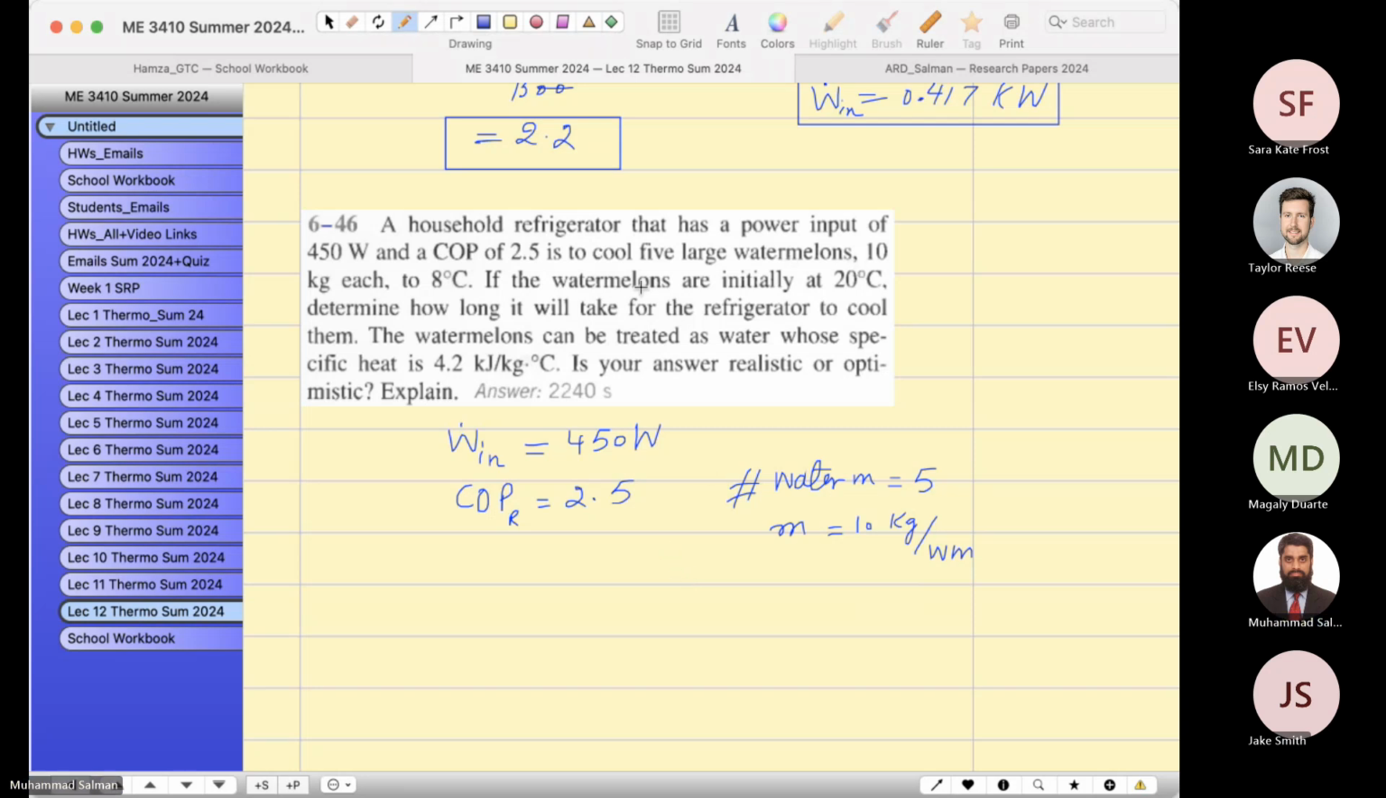So you have to change to the final temperature. Initial temperature is T1, 20 Celsius. The final temperature is, you have to cool up to 8 degrees Celsius. How long? What is the time duration it will take to cool 5 watermelons? Watermelons can be treated as water. Specific heat is 4.2.